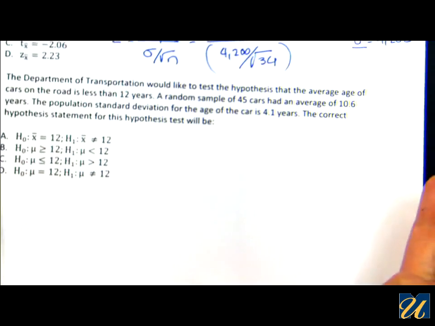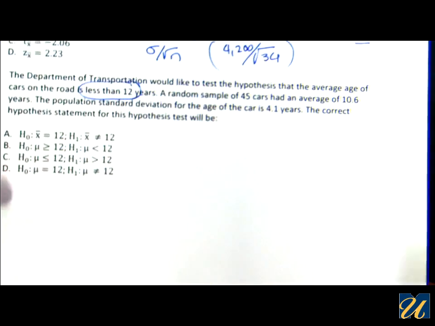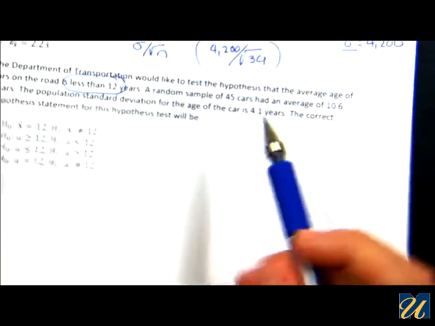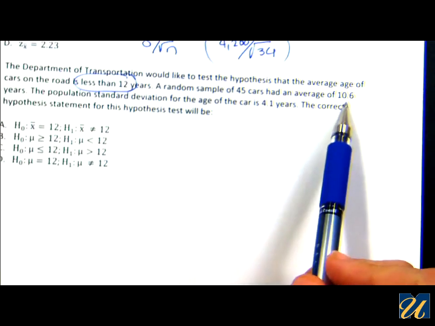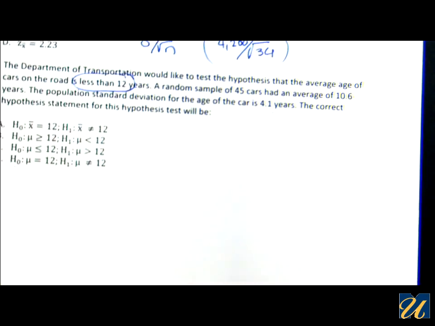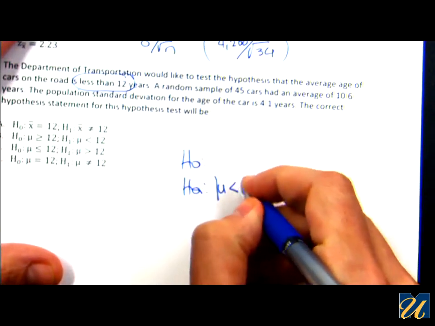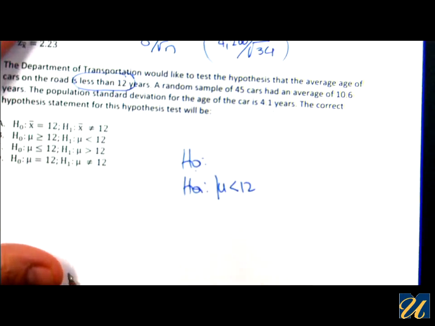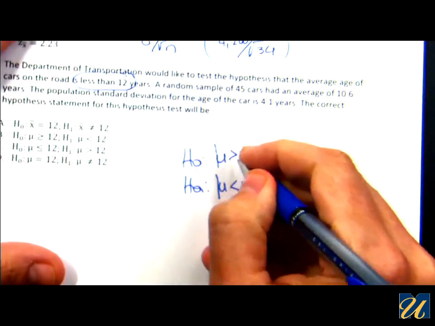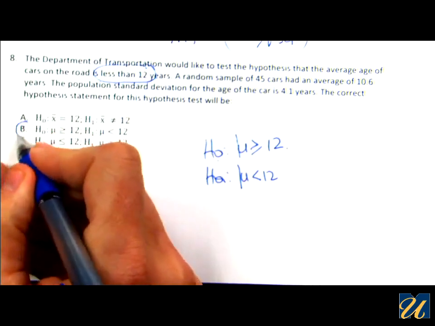The Department of Transportation would like to test the hypothesis that the average age of cars on the road is less than 12. We have n equal to 45, average of 10.6, sigma equal to 4.1. The correct hypothesis statement for this hypothesis test will be less than 12. I'm giving you HA, mu less than 12. That means that H0 would therefore be mu greater than or equal to 12. Therefore, the correct answer will be B.